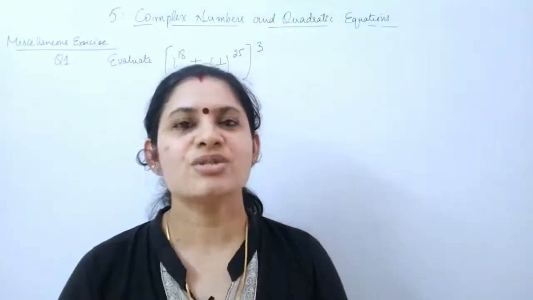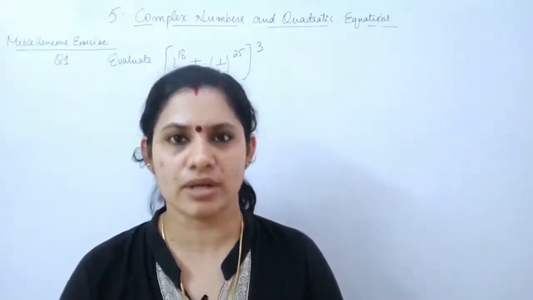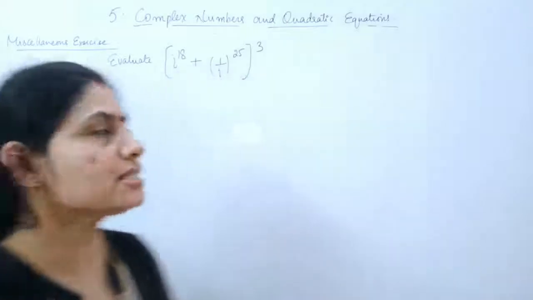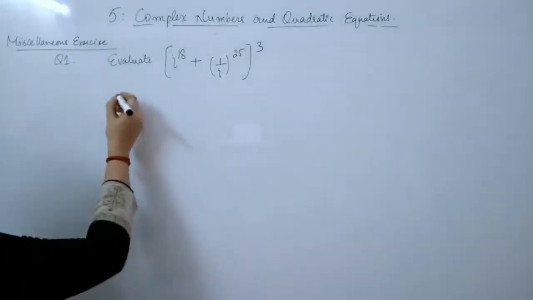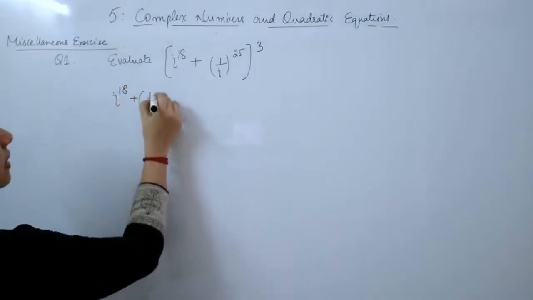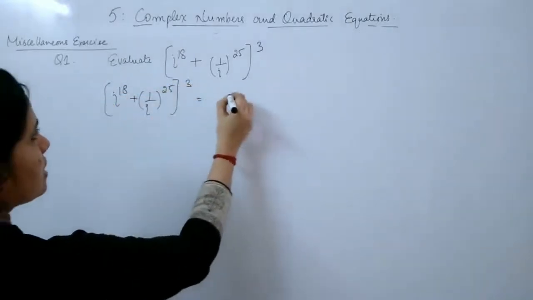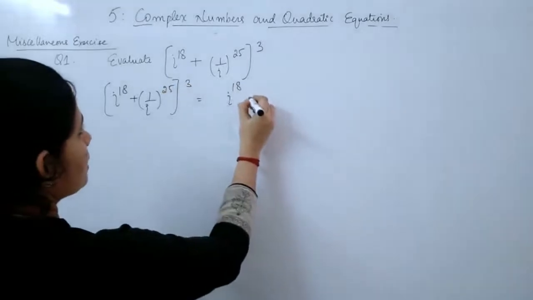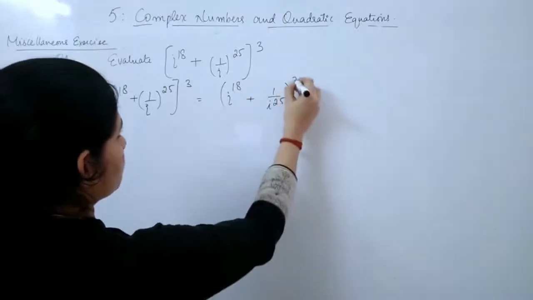Hello everyone. Today we are discussing the miscellaneous exercise of chapter number 5, complex numbers and quadratic equations. The first question is, evaluate (i^18 + (1/i^25))^3. So we will start with the question: (i^18 + 1/i^25) the whole raised to 3.